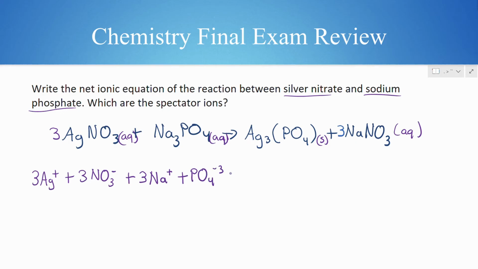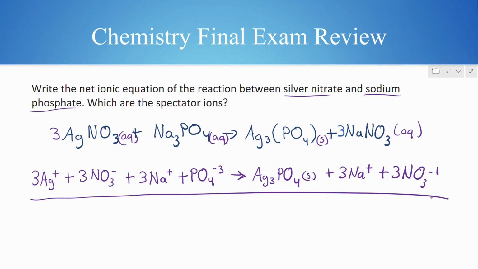On the product side, we have this solid that's going to stay the same, and we're going to add that to this soluble compound written in ion form. So 3 sodiums, each with a +1 charge, added to 3 nitrates, each with a -1 charge. Now at this point, we have written our complete ionic equation, and the next step is to take out the spectator ions. Now spectator ions are the ones that look exactly the same on both sides.